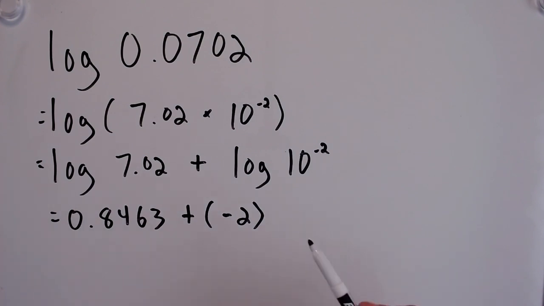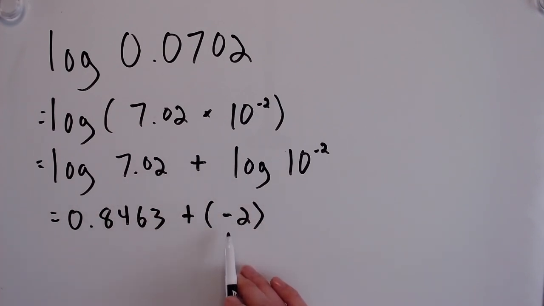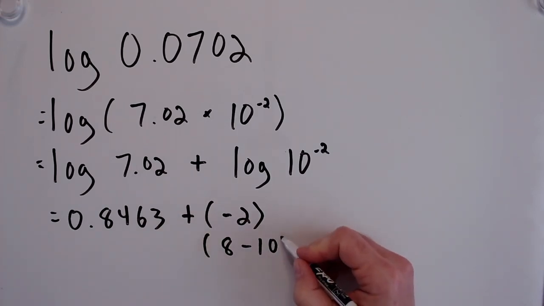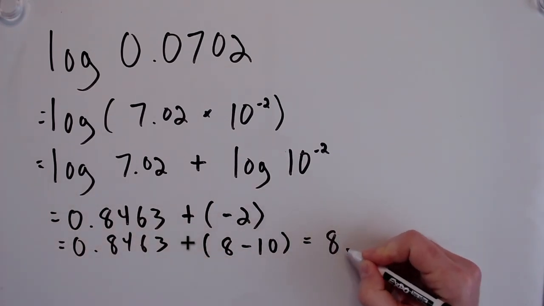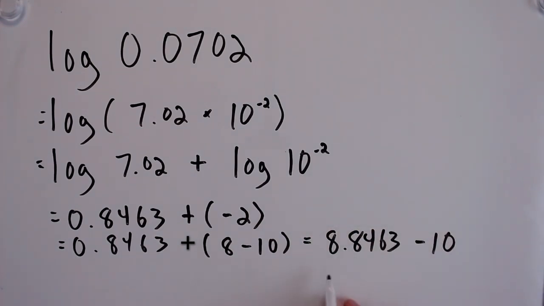But let's write it in the weird way, just in case that's how your math class is teaching it. So this negative 2 needs to be rewritten as another way of saying negative 2, with a 10 in it. So we're just going to rewrite it as 8 minus 10. Because we're in base 10, that's why we use a 10. And this is still 0.8463. And then we just bring the 8 out in front of the mantissa. 8.8463 minus 10. So whenever you see it written like this, you know you have to take this 8 minus 10 to get the characteristic, and you're still left with your good friend, the mantissa.